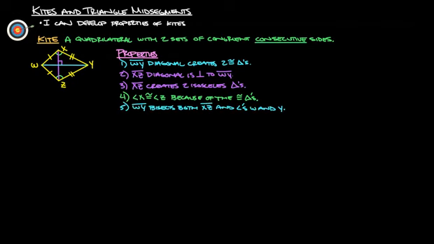And then one last thing, WY bisects segment XZ. So that means that this segment right here is congruent to this segment right here. And then also it cuts angle XWZ in half. So this angle right here is the same as that angle, and this angle over here is the same as this angle here. So it cuts those exactly in half.